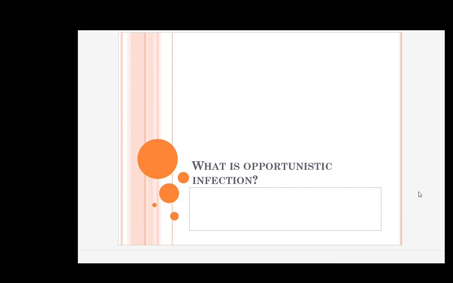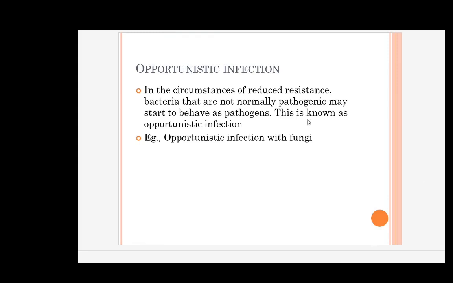So we go to another very important entity in the case of surgical wounds and infections, something called as opportunistic infection. So what exactly is opportunistic infection? In the circumstance of reduced resistance, bacteria that are not normally pathogenic may start to behave as pathogens. This is known as opportunistic infection. So classically, more often than not, we see this opportunistic infection happening in the case of fungi. Okay, you have seen basically fungal as well as bacterial infection, and these opportunistic infections are usually more common in those patients who are immunocompromised.